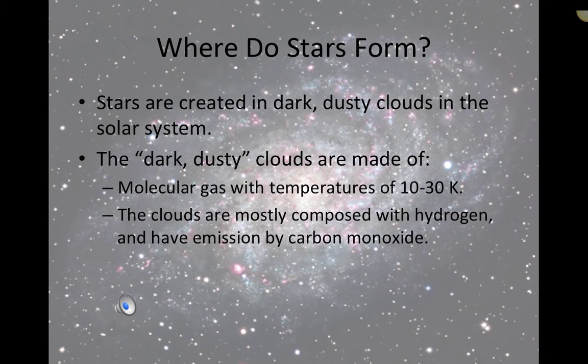Where do stars form? Stars are created in dark, dusty clouds in the solar system. The dark, dusty clouds are made up of molecular gas with temperatures of 10 to 30 Kelvin. The clouds are also composed of 70% hydrogen and 28% helium, and they have emission by carbon monoxide.